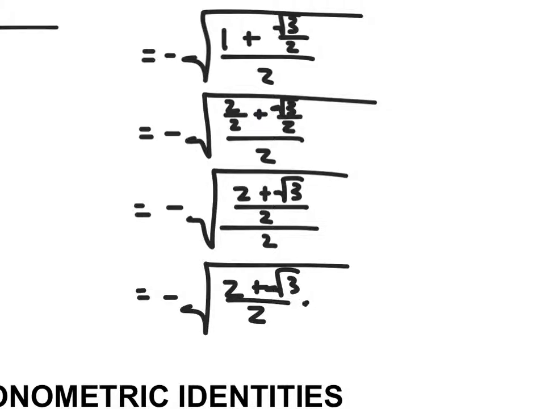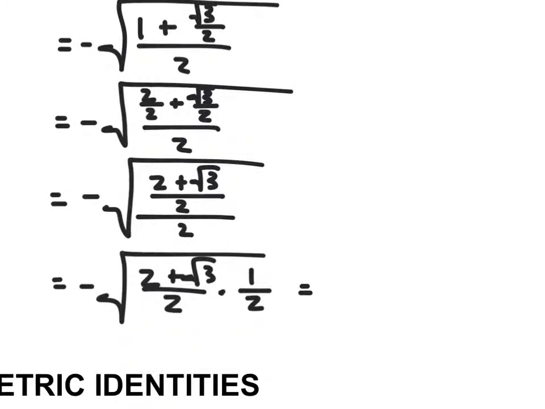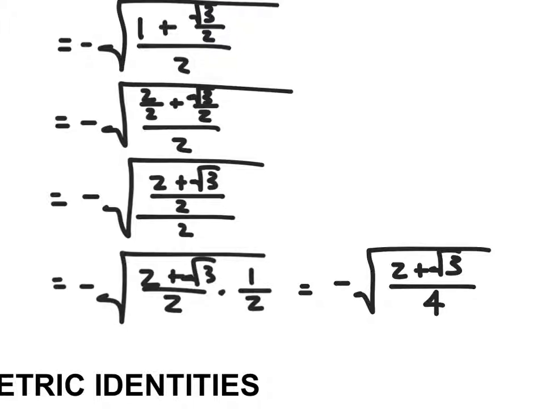Multiply this by the reciprocal, which is, instead of dividing by 2, I'm going to multiply by 1/2. And so then this would finally give me that my exact value is the negative square root of 2 plus the square root of 3 all over 4. Okay.